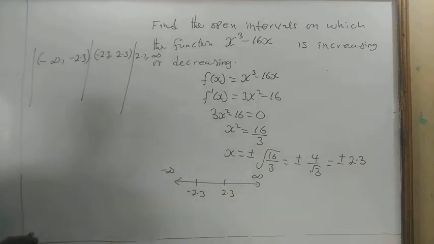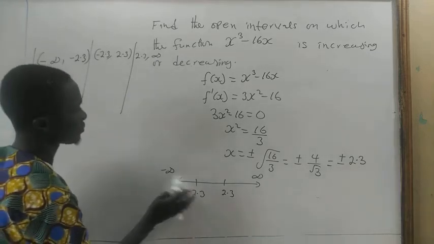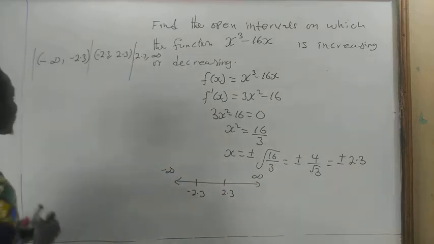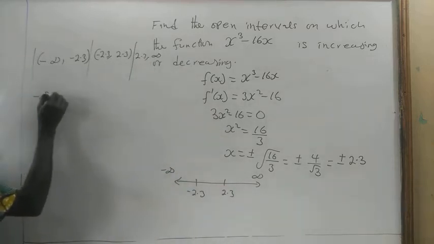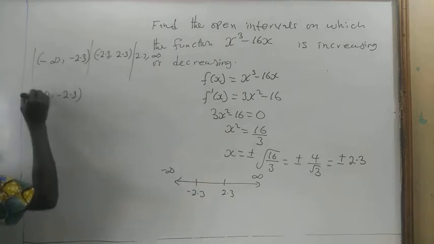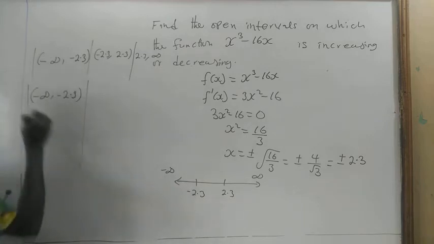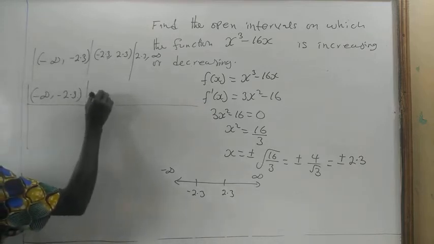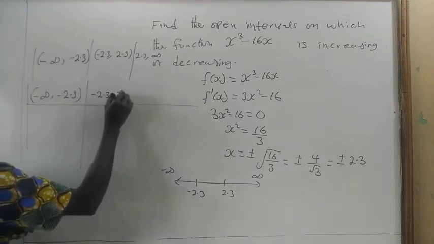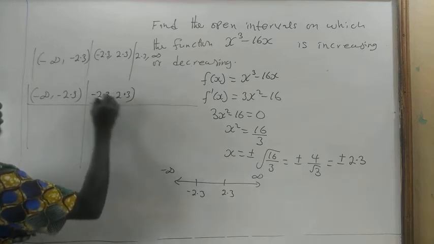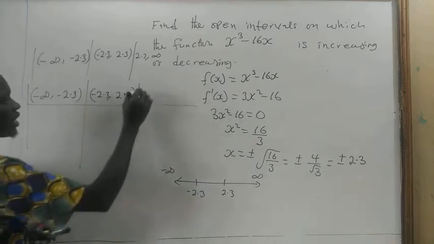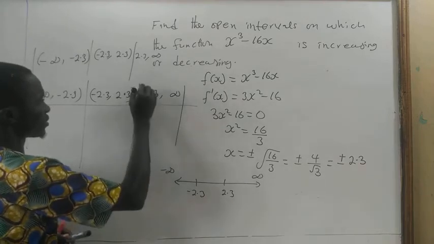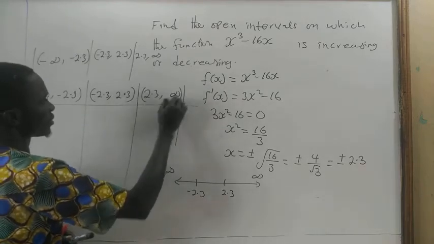Let me do it here so that it will go there. Minus infinity to minus 2.3. Then we have negative 2.3 to positive 2.3. Then positive 2.3 to positive infinity.